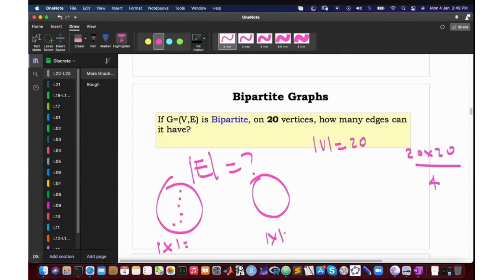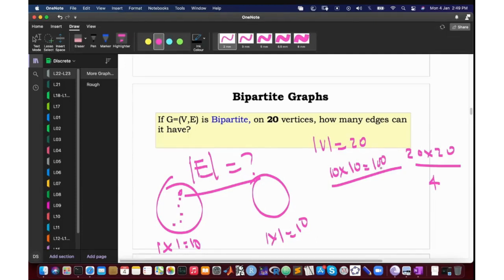the answer is that you place 10 vertices here and 10 vertices here. In this way, every person is connected to 10 persons here, which means that there are 10 into 10 edges, which in this case is 100. We are also just dividing the sets into two halves, right? So this is what I did. I just divided the answer that I got by 4. Like 2 into 2 makes 4, so I just divide.